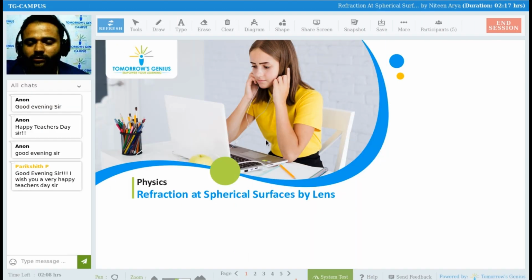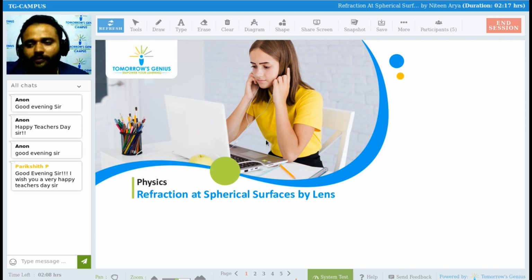This particular chapter is the longest one. We are doing ray optics, and that is the third lecture. In the previous two lectures, we are done with the reflection of mirror, and in the last lecture, we are done with the TIR, real depth, or you can say refraction. In this particular lecture, we are going to talk about the refraction at spherical surfaces by lens, what is a lens, how many types of lens, power of a lens.